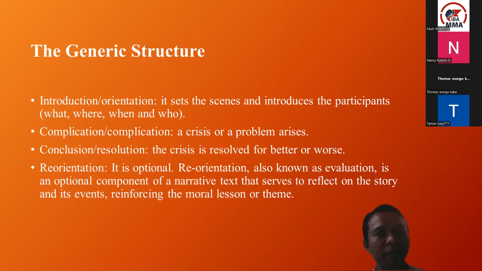Well, so let's remember or recollect the 4 types of the generic structure of the narrative text. The first one is introduction. The second one is complication. The third one is conclusion. And the last one is the reorientation. It is optional. The last one could exist or not.